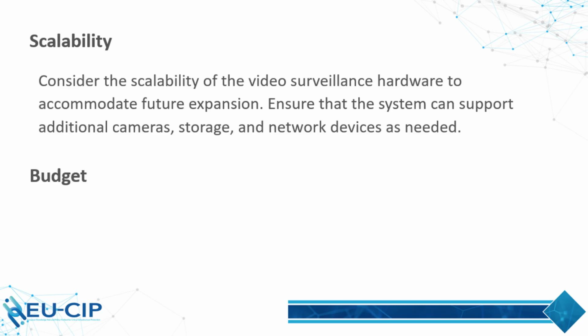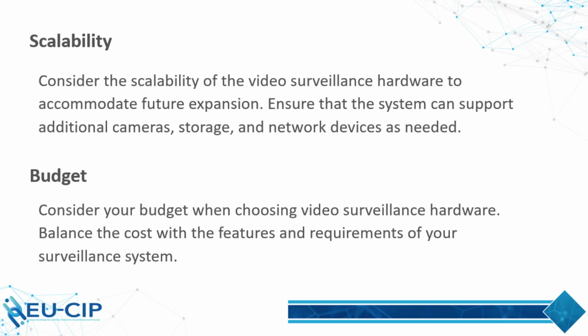Other factors to consider are: 1. Scalability. Consider the scalability of the video surveillance hardware to accommodate future expansion. Ensure that the system can support additional cameras, storage, and network devices as needed. 2. Budget. Consider your budget when choosing video surveillance hardware. Balance the cost with the features and requirements of your surveillance system.